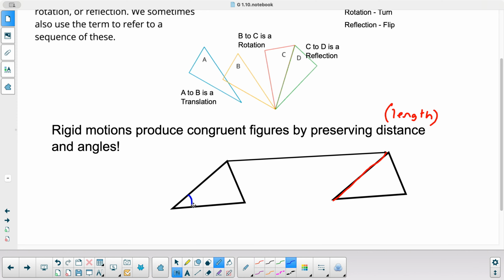So this angle here is going to be congruent to that angle. And we can show you here if I just trace it, and then when I move it over here, you see that it's the exact same angle. And then likewise, this angle over here is going to be congruent to that angle, and this angle up here is going to be congruent to this angle. So angles stay preserved, and so does distance. So it's the exact same shape. It produces a congruent figure.